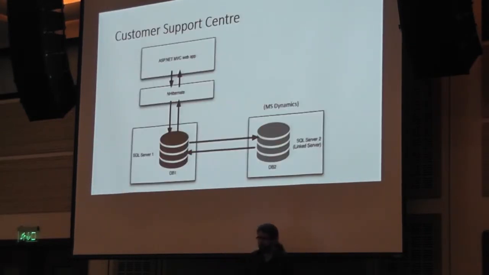Okay, so let's talk about our first scenario. Pretty typical n-tier application here. You've got your ASP.NET MVC front end, you're using NHibernate to interface with a database in SQL Server. The only really interesting thing here is that there's this Microsoft Dynamics database sitting in the background on a linked server.